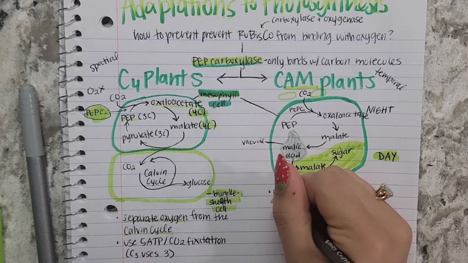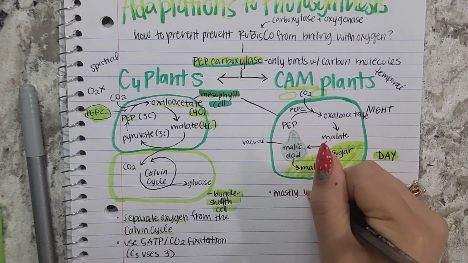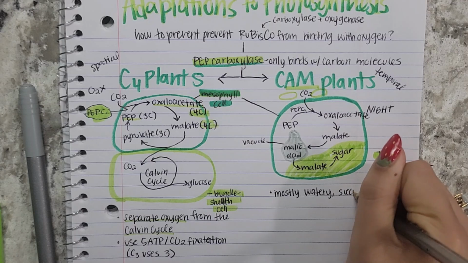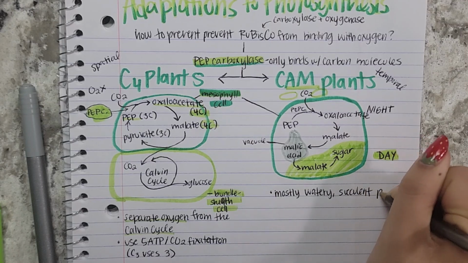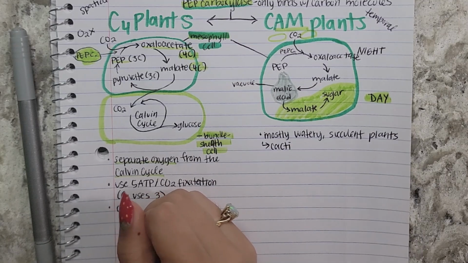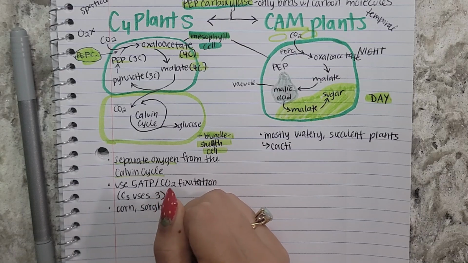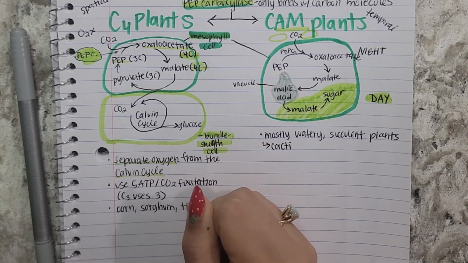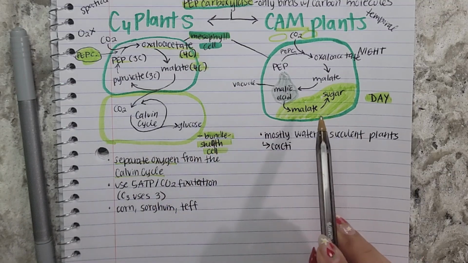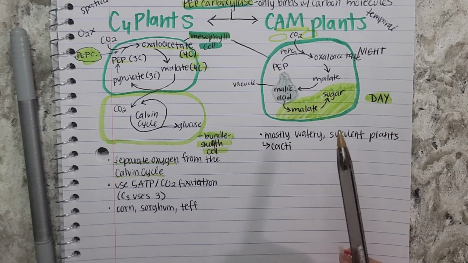So this is another great solution. You can see it mostly in very wet, watery, succulent plants, like cacti. And if you want to see an example of a C4 plant, that'll be something like maize or corn. And if you've ever heard of sorghum and teff, those are some C4 plants. So you'll see this in a nice sunny environment, but definitely the CAM plants are in a very deserty environment like cacti.